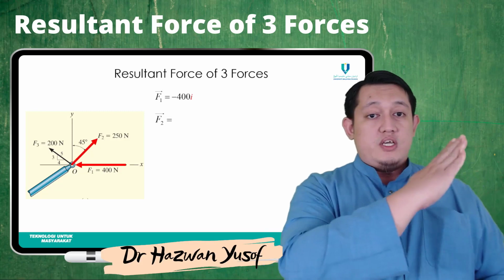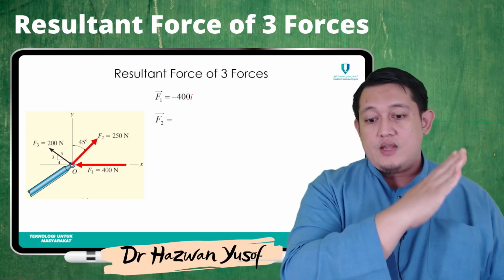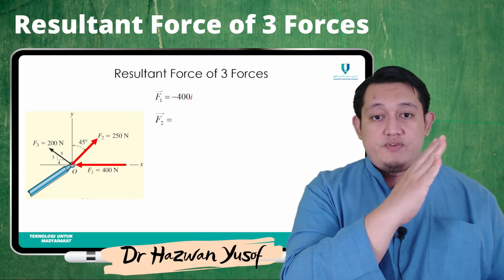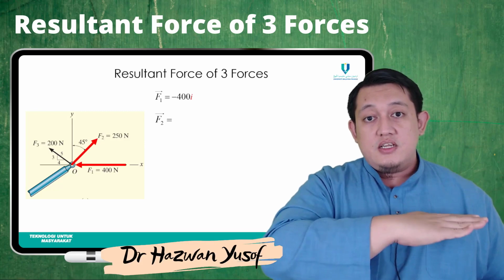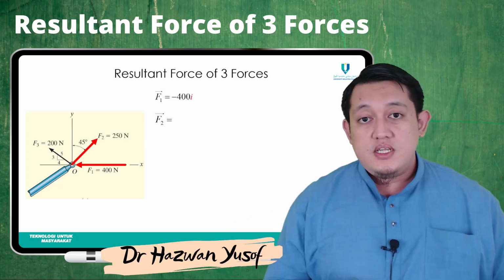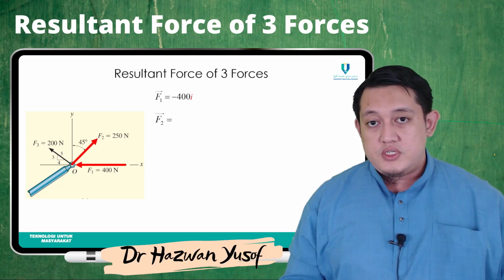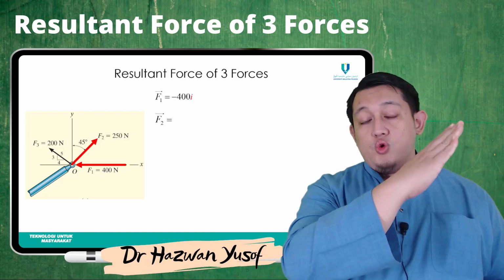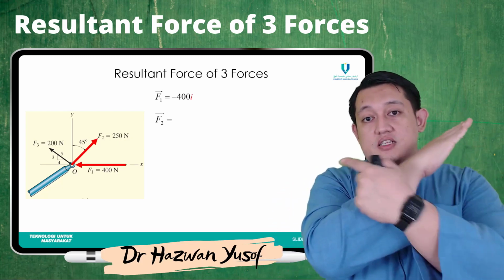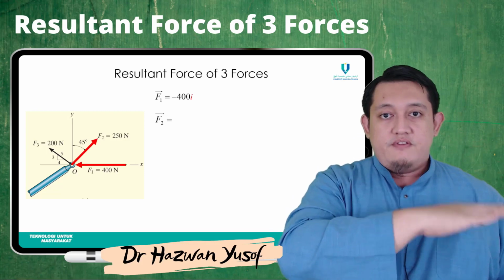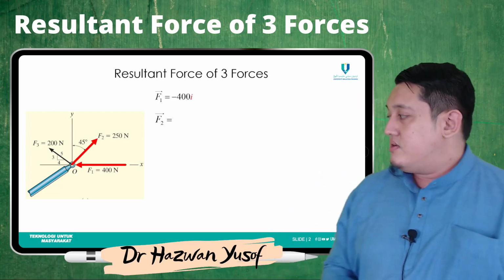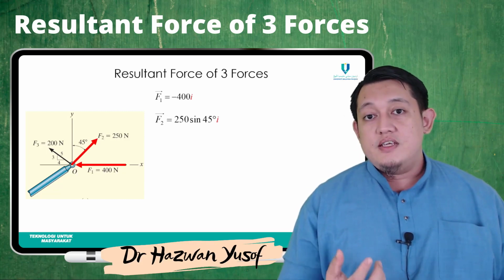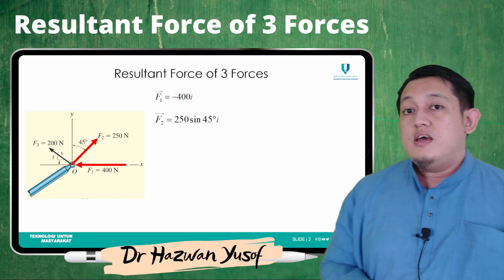Next, let's proceed to F2. F2 has the direction like this and we have an angle of 45 degrees here. We need to find Fx first. When we resolve it to the x direction, it is pointing towards the positive direction, so it will be positive and the value is 250 Newton. The angle is here, which means we want to use sine. So 250 sine 45 degree i. This one is for Fx i.